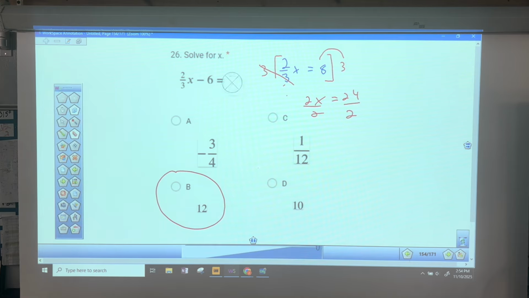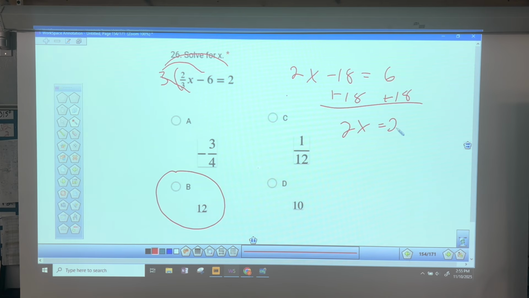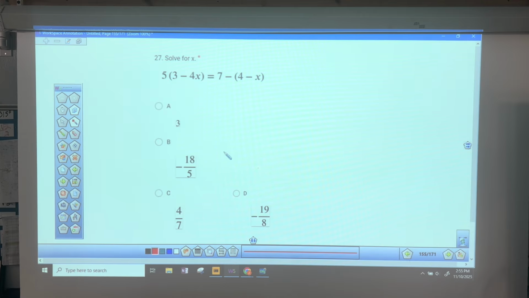Some people like to eliminate the fraction first, and what they'll do is they'll just multiply the whole thing by 3. This 3 and this 3 cancel out when you do it, so that's going to give us 2x minus 18 is equal to 6. Add 18. 2x equals 24. X equals 12. So there's a couple of ways to arrive at x equals 12. This one's a lot of busy work. You can be very careful.